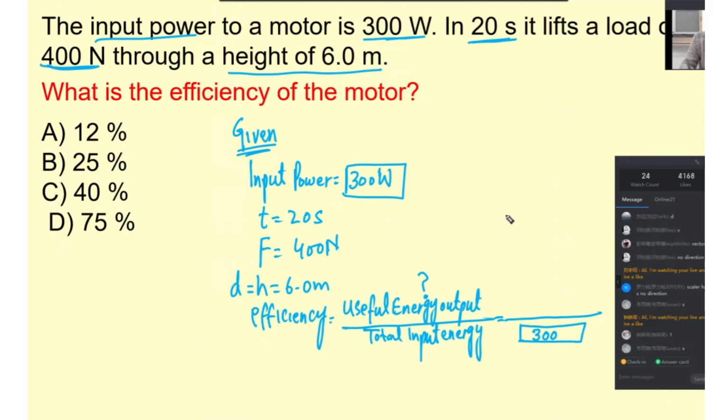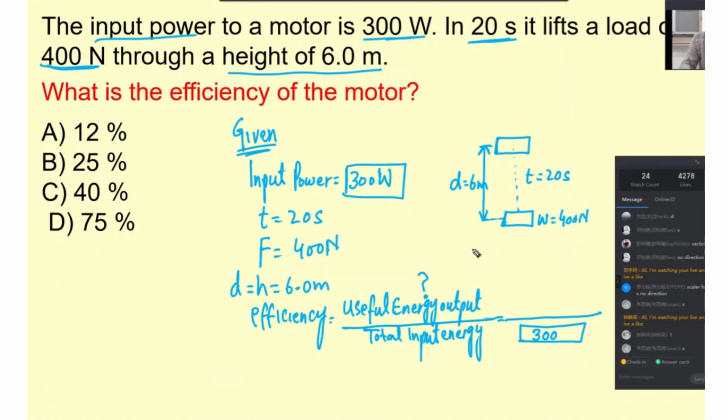This is not given. What is given to us is the weight of the box, equal to 400 newtons. We lift this one vertically upwards to a certain height. We can take distance from center to center, and this vertical height from center to center is given. This height is 6.0 meters. So we can write down D is 6 meters, and the time taken from here to here is also given. T is equal to 20 seconds.